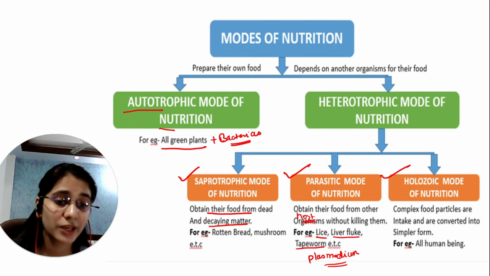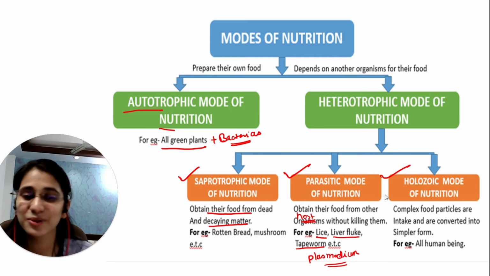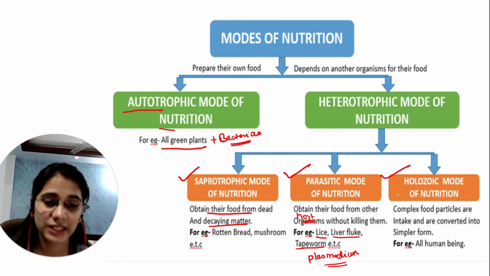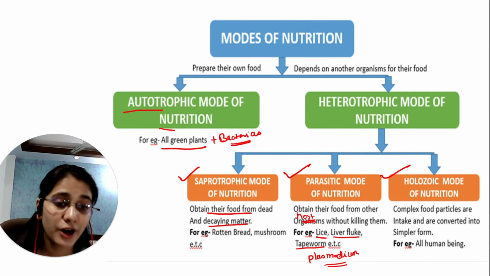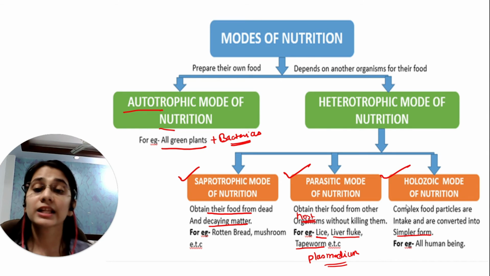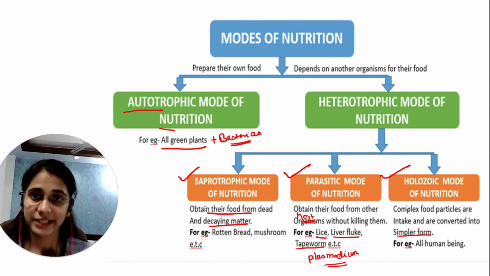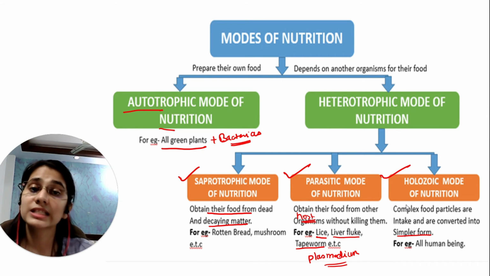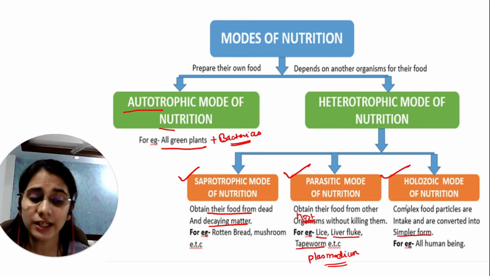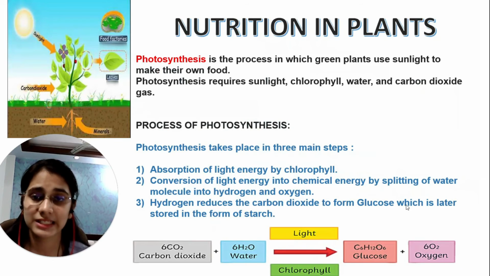And holozoic mode of nutrition, that is our mode of nutrition. Complex food particles are taken in and converted into simpler form. That means the food we engulf or intake directly is then broken down inside our body and then utilized by our body. Example, animals and human beings.